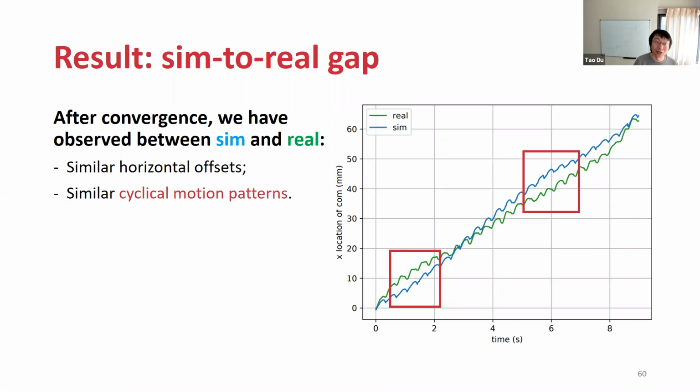The first one is that we do observe a very similar horizontal offset, indicating that they are traveling roughly the same distance in simulation and in reality. And the second promising piece of information is that although there are discrepancies between the simulated motion and the real world motion, we do observe very similar cyclical motion patterns, as highlighted by the two red blocks here, that we can observe in both the simulated starfish and the real starfish.